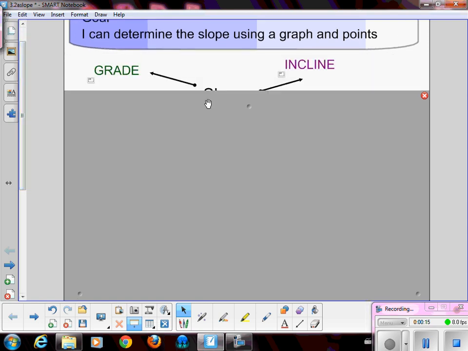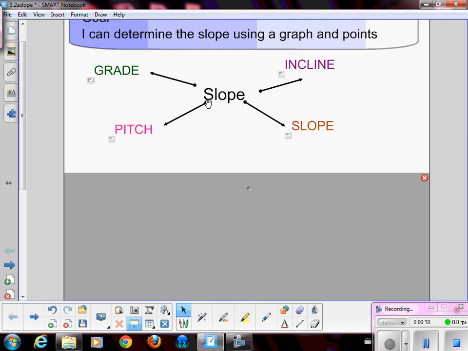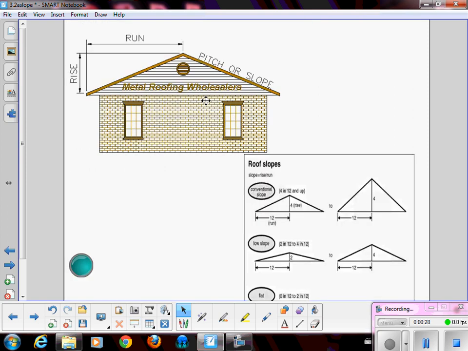All right, so let's talk about what slope means. Now, we could brainstorm and come up with some different words, and that's what I've done here. Let's take a look at the word pitch first of all. When I talk about pitch, usually that's in construction, and we're talking about how steep something is.